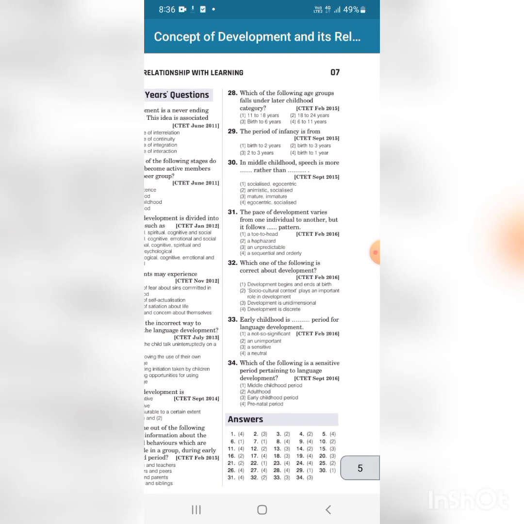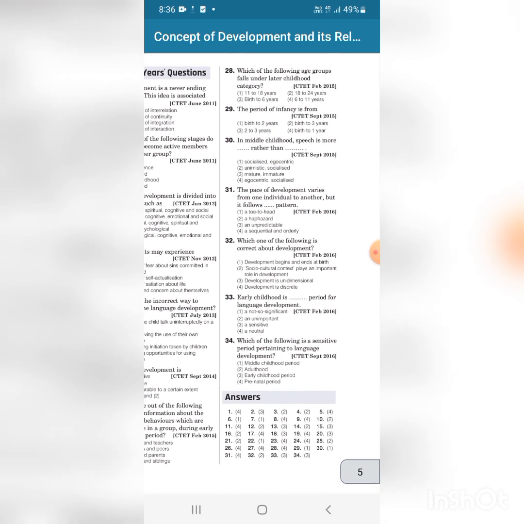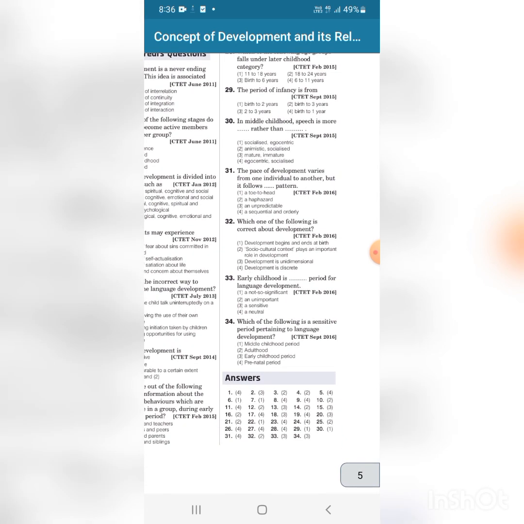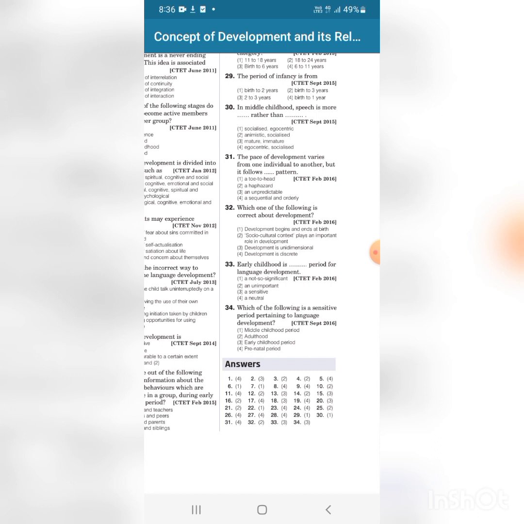The pace of development varies from one individual to another, but it follows dash pattern. The answer would be a sequential and orderly pattern. Question number 32. Which one of the following is correct about development? The answer would be socio-cultural context plays an important role in development.